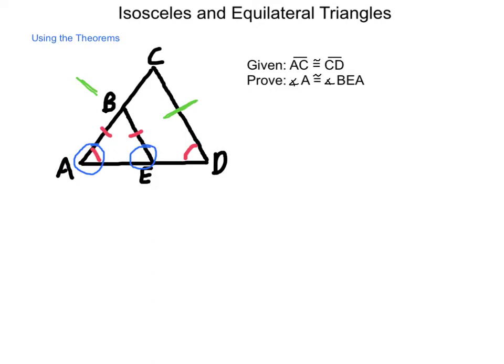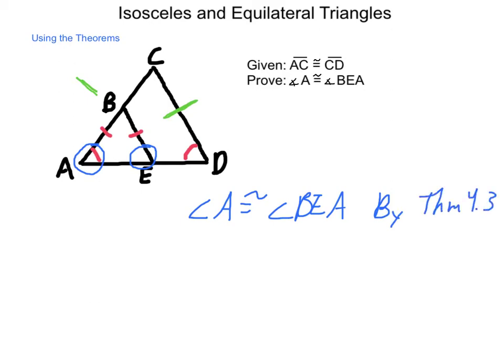Moving on, we know that in triangle BAE, we have a pair of congruent side lengths. So BA is congruent to BE. And according to Theorem 4.3, if the line segments are congruent, then the angles opposite them would be congruent as well. So we can simply state that angle A is congruent to angle BEA by Theorem 4.3. And if we hadn't been given the fact about AC and CD, we would have been able to use angles A and D in Theorem 4.4 to prove their congruence as well. So with these theorems, we can move on and develop another idea.